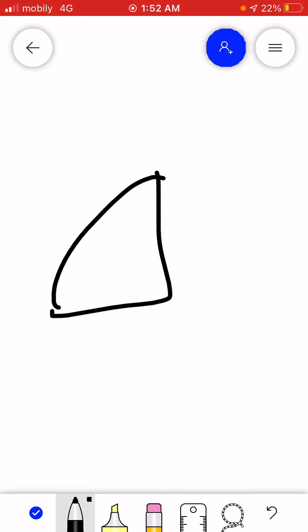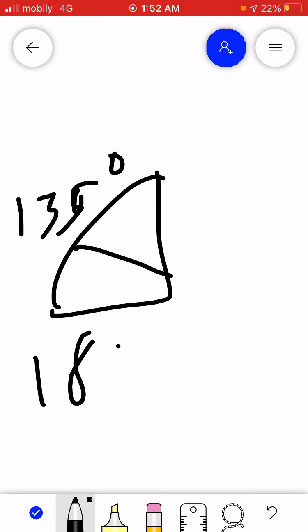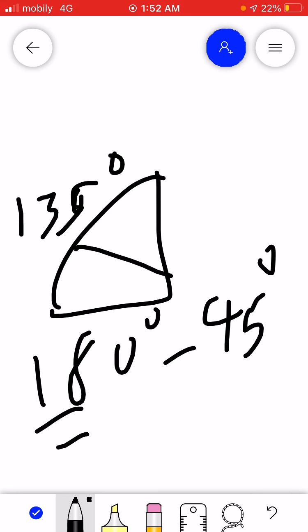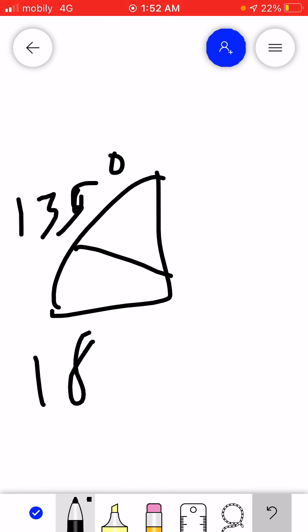Now we are talking about the 45 degree or the 135 degree. How do we get to 135 degrees? Well, 180 degrees minus 45 degrees equals 135 degrees. And I'm going to show you how we get these numbers. All right, so what does 135 degrees mean?